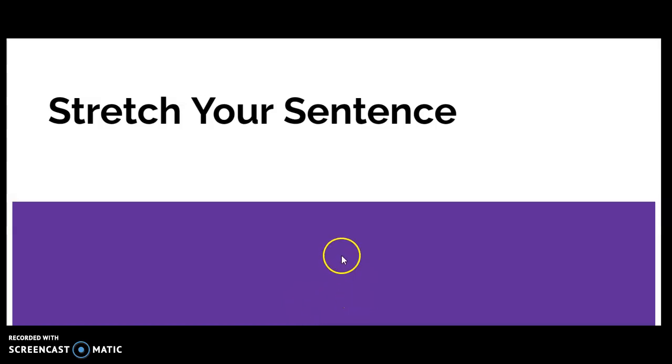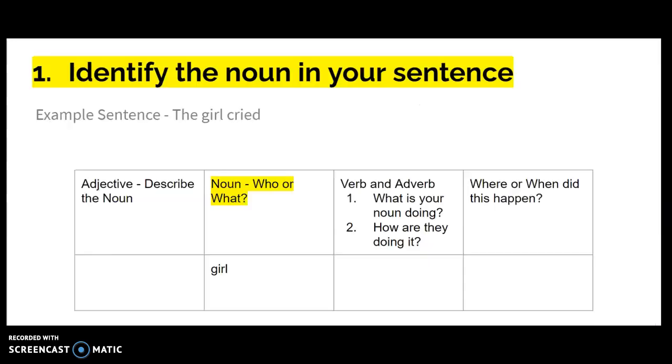Hey class, so today we are going to practice stretching our sentences. So having a simple sentence and really expanding on that sentence to make it a little more detailed and more exciting. So you are going to pick a few sentences from your scary story and expand on them. So there's a couple sample sentences that I want you to practice with.